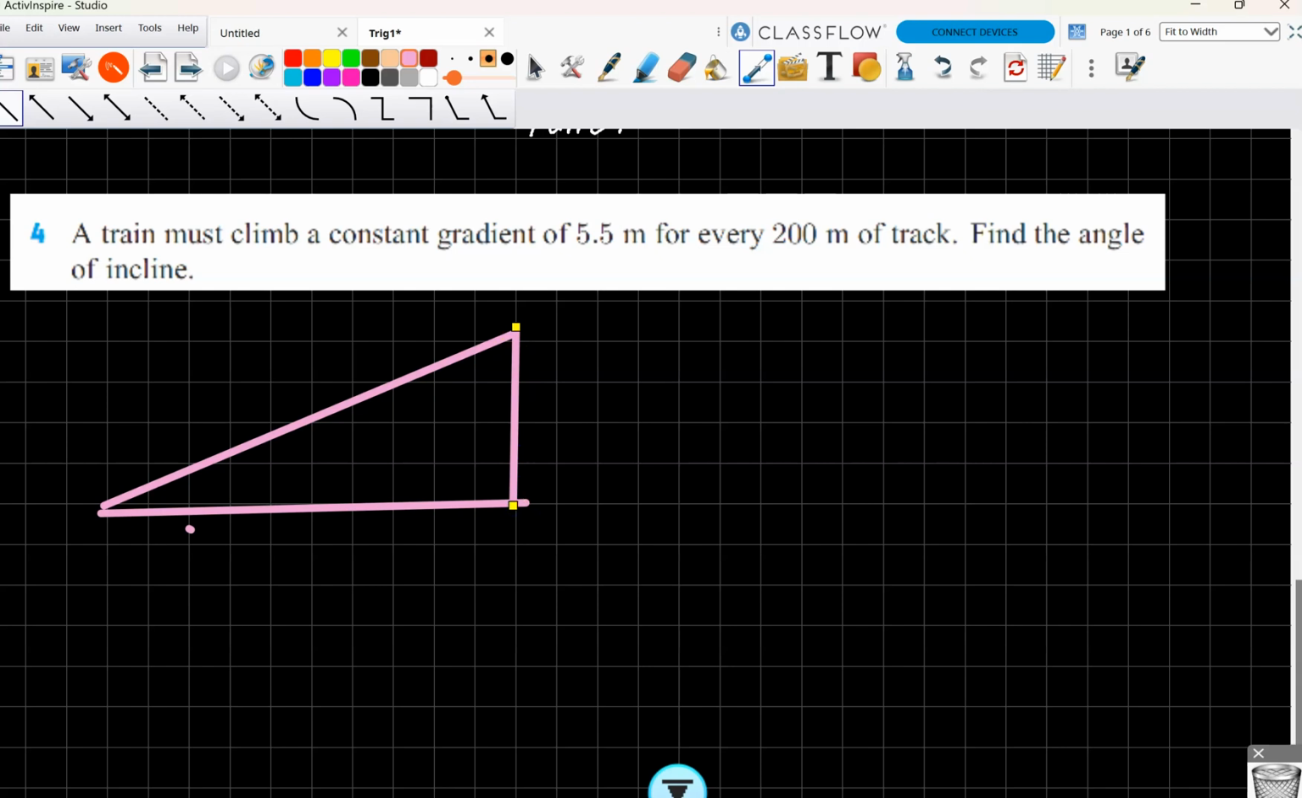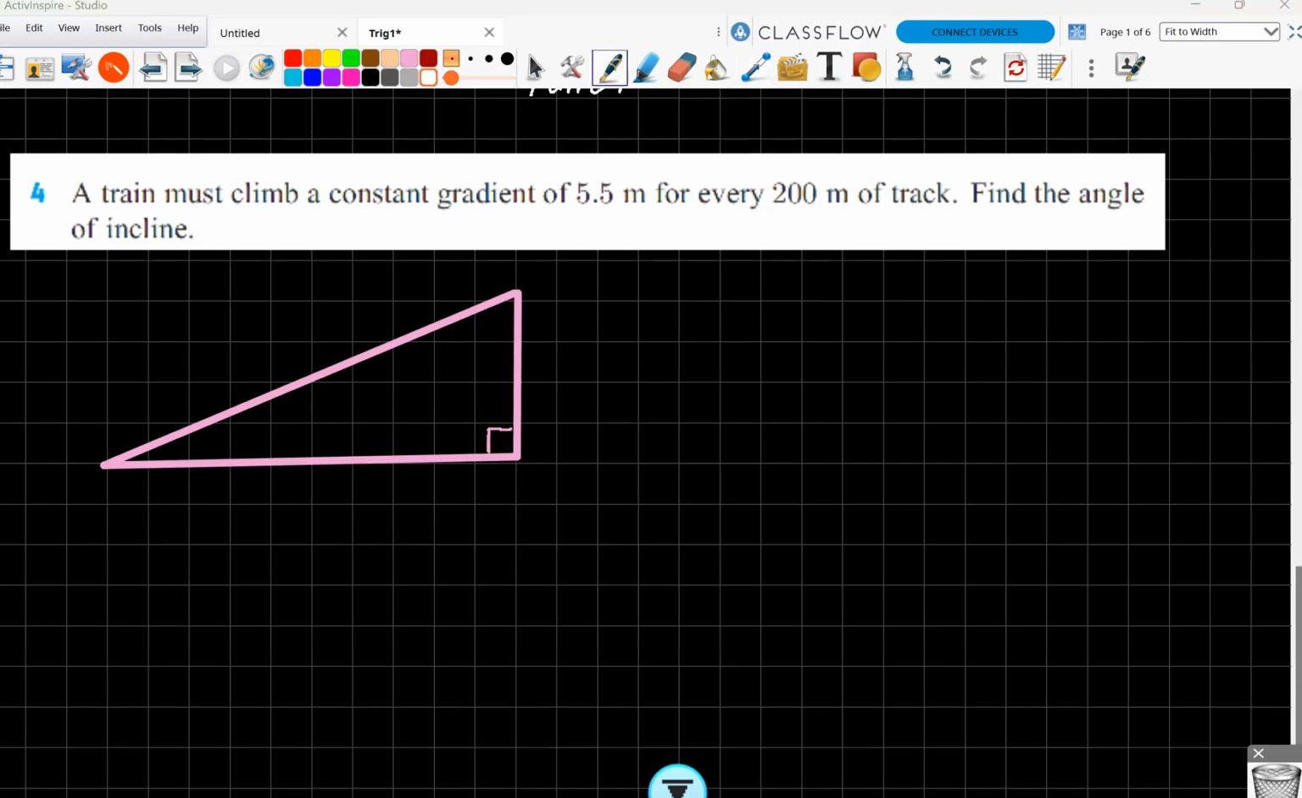That's a bit messy. Okay, I have to read questions like this one a couple of times, so just have a think about it. But a train must climb a constant gradient of 5.5 for every 200 metres of track. And you're going, well, where is the track? So is the 5.5 here, here, or here? So 200 metres of track, think about it.